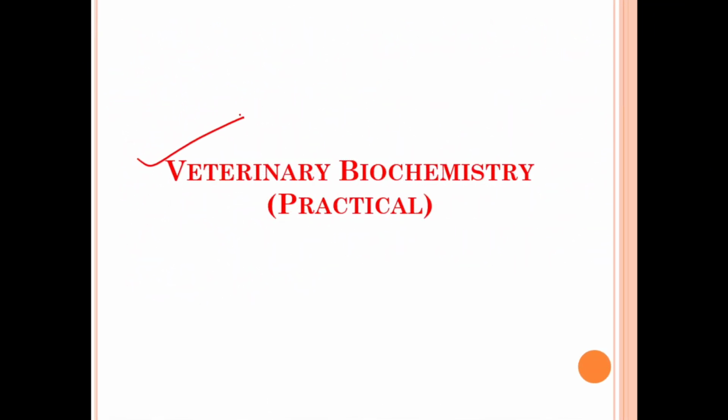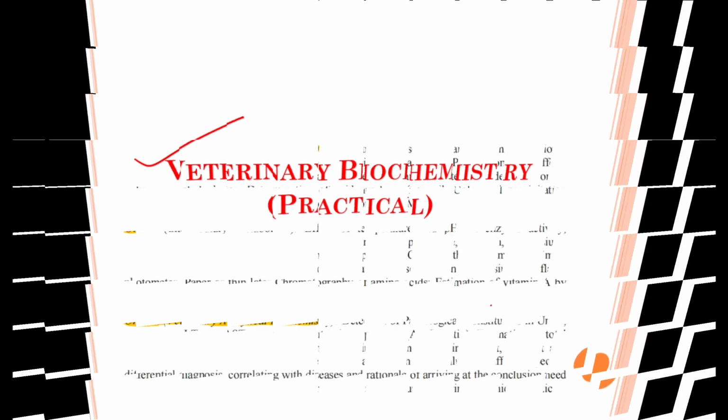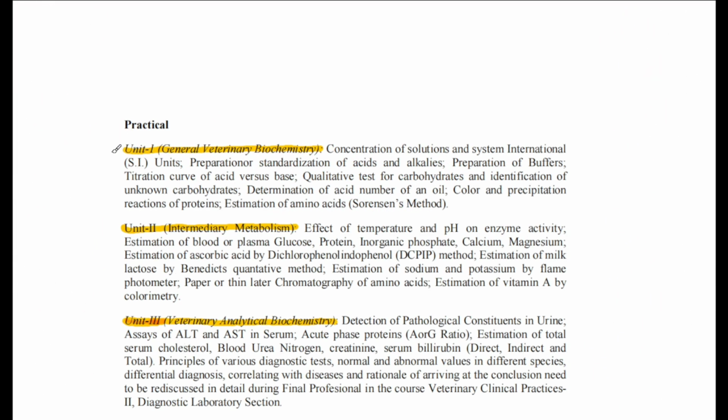Now moving on, let's discuss the syllabus for the practical portion of veterinary biochemistry. In the practical portion we also have 3 units. The first unit deals with general veterinary biochemistry, the second unit deals with intermediary metabolism, and the third unit deals with veterinary analytical biochemistry.